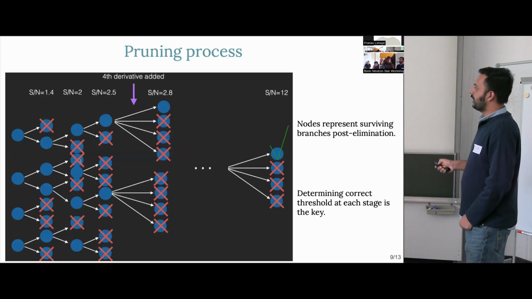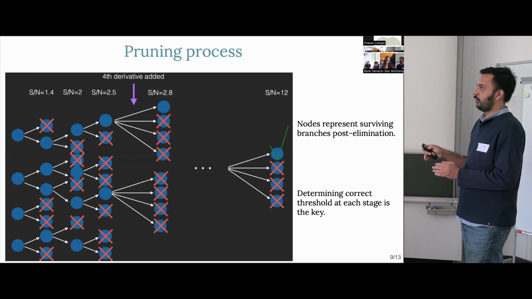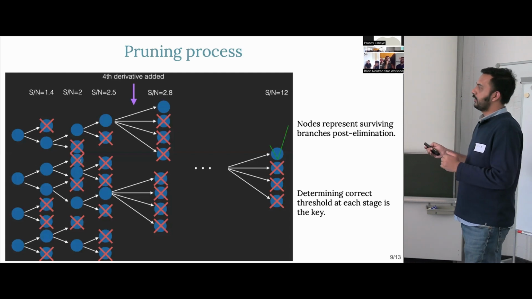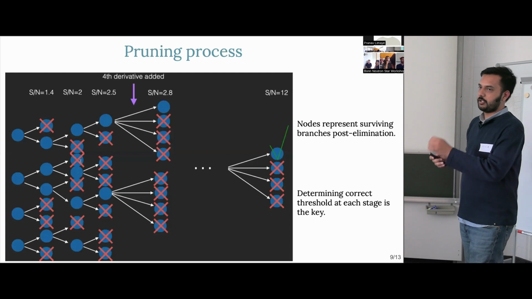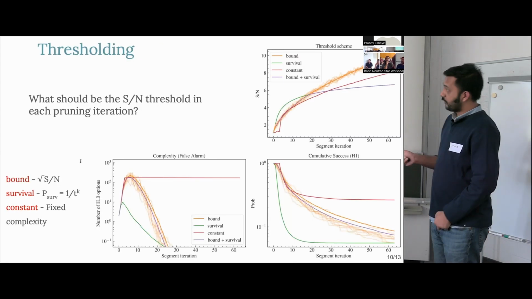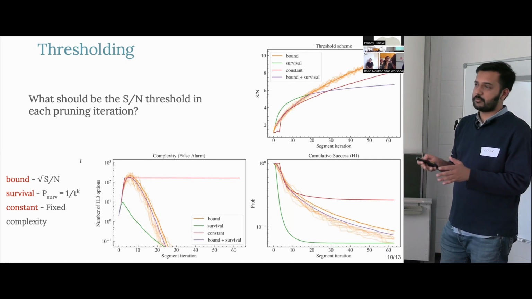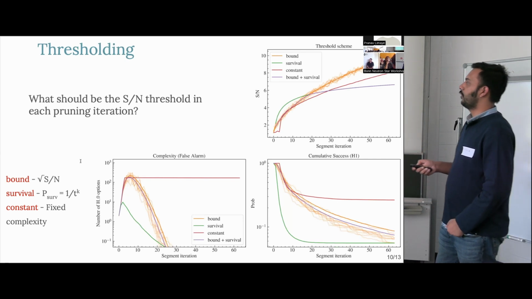So the key thing here is to determine the correct threshold at each stage. Should we be more conservative? Should we be more aggressive? Because we don't want to lose the candidate at any of the stages. So what should be the signal to noise threshold at each pruning iteration? That was the key question that we needed to solve.